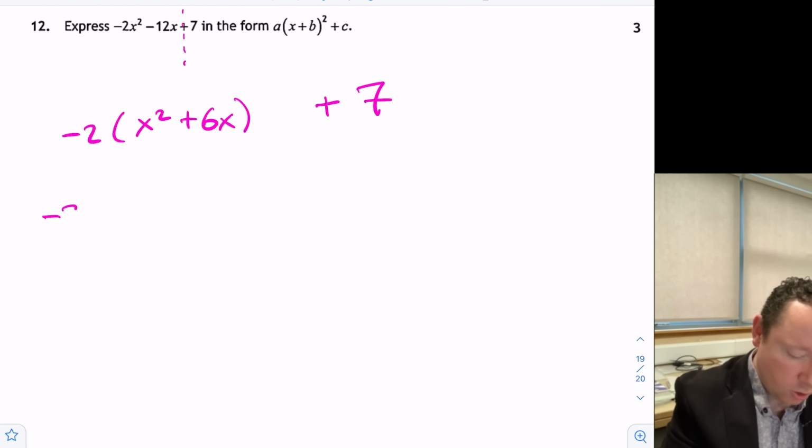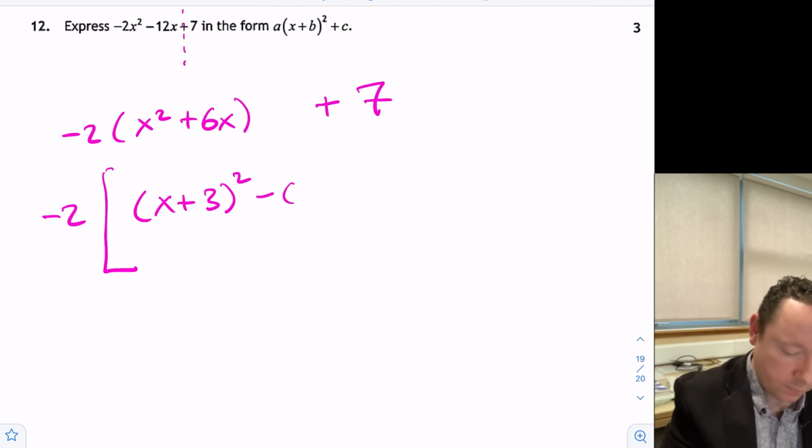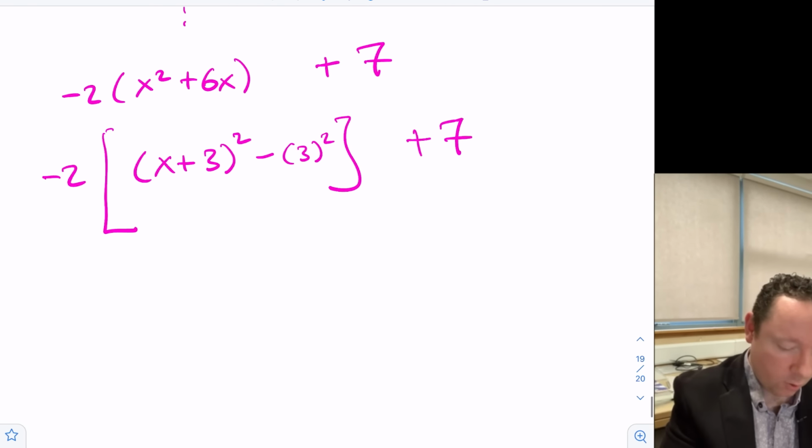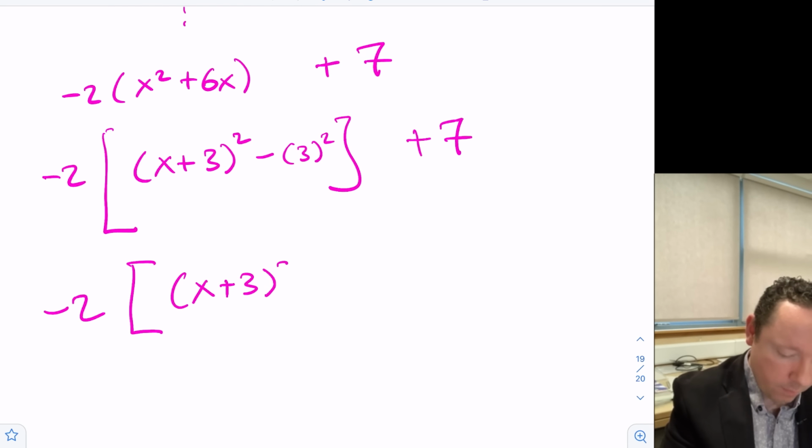So I take my minus 2, big brackets. I'm going to complete the square on this. So I halve the term, (x + 3)², and I immediately take away 3². But I've still got plus 7 hanging out on the end. So I've got minus 2, (x + 3)², minus 9, plus 7.